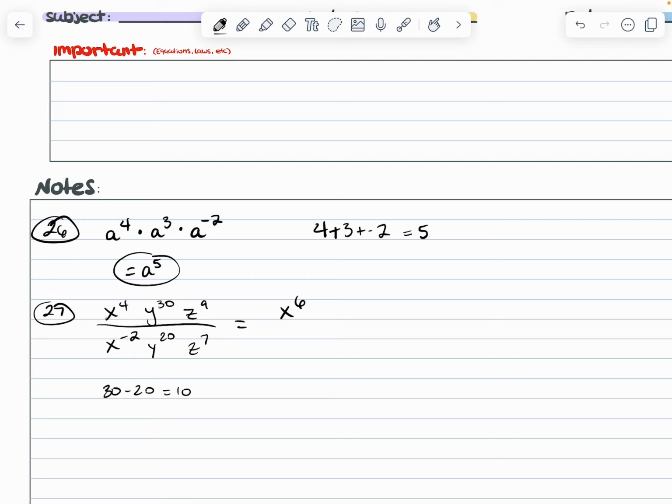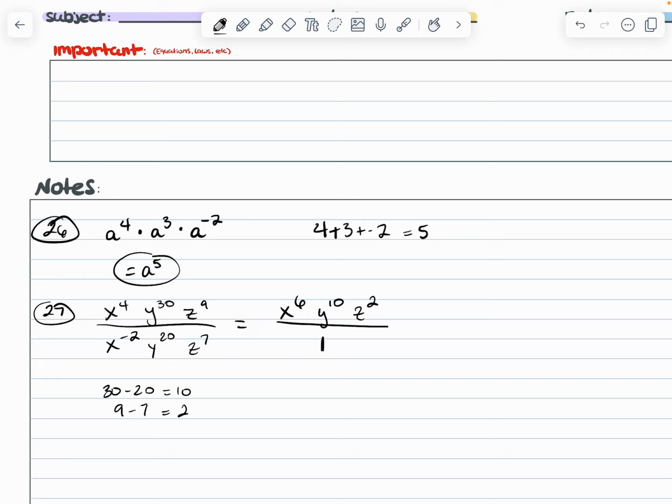And the 10 that are left over are in the top of your fraction. So y to the 10th is in the top. All right, 7 and 9. 9 minus 7 is 2. So z to the 2nd. Okay, and that's in the top. So there's nothing left in the bottom.